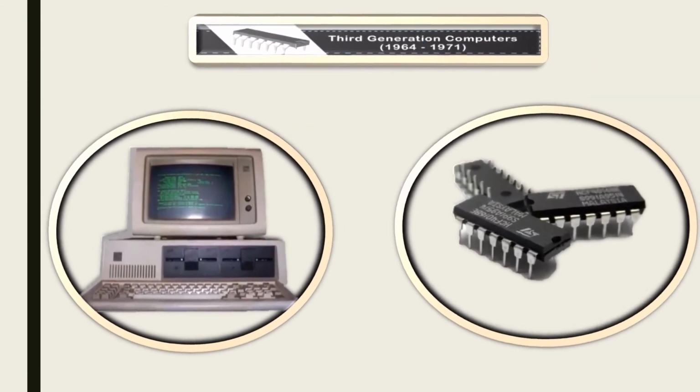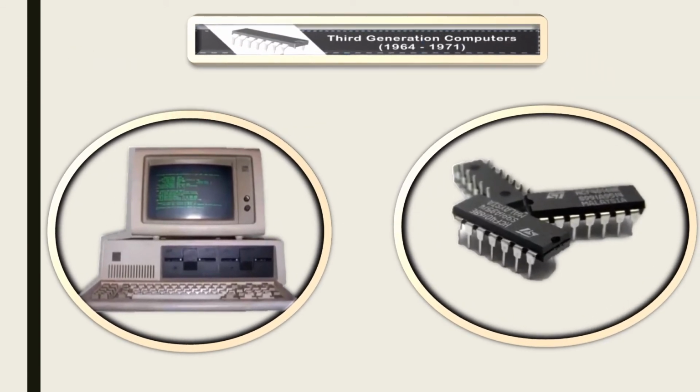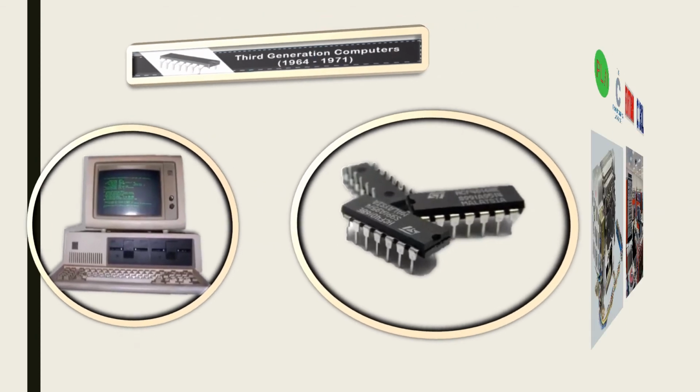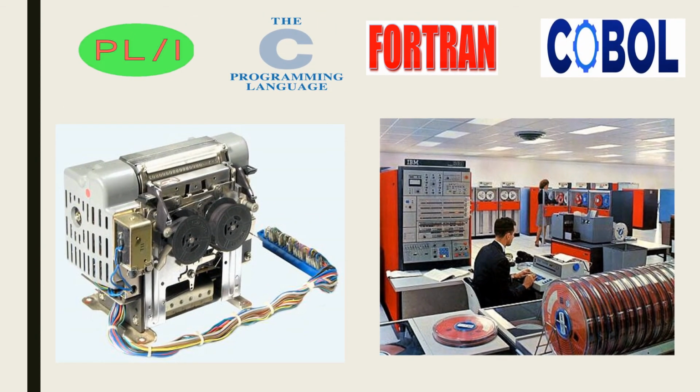Next is the third generation. The period of the third generation was from 1965 to 1971. Some computers of this generation were the IBM 360 series, Honeywell 6000 series, and PDP, personal data processor. The computers of the third generation used integrated circuits in place of transistors. A single IC has many transistors, resistors and capacitors along with the associated circuitry.